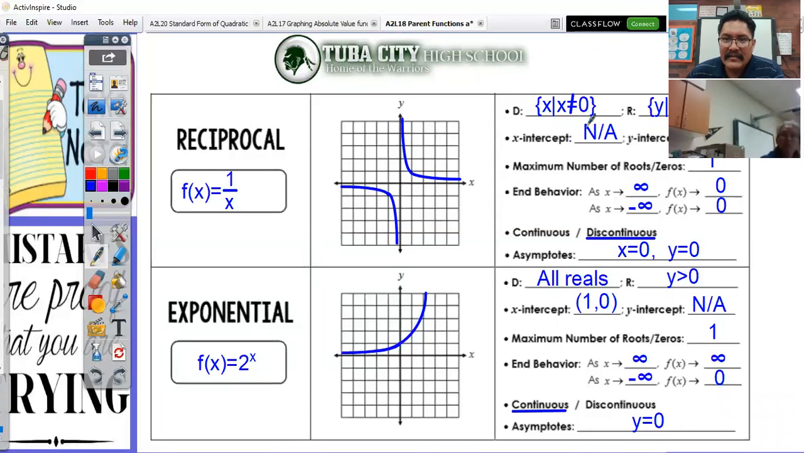Does it have an x-intercept? No, so we put not applicable because it does not cross the x-axis. And in fact, again, it gets closer and closer, but it never actually reaches it. Same with the y-intercept, it goes closer and closer, but never really intersects, never touches or anything like that.